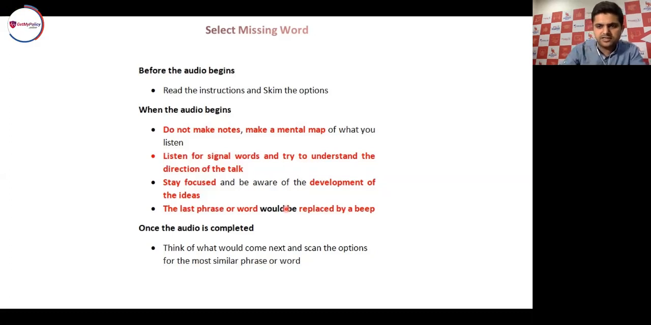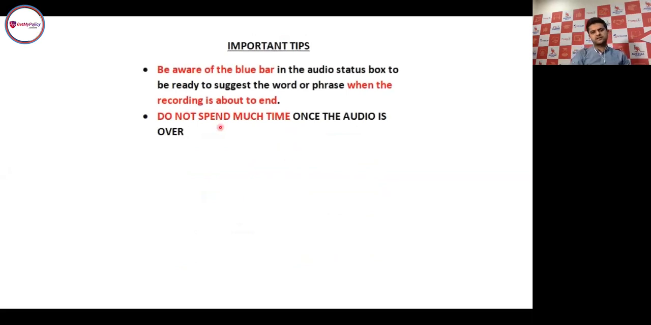It would be there in the options, or a similar word or a similar phrase would be there in the options. Now again, an important tip is to be aware of the blue bar in the audio status box, to be ready to suggest the word. It could be blue or whatever, I'm not sure about the color. Yeah, it's just a blue bar. So here you need to be aware of when it is about to end, and do not look at the options first. Just try to think what is an appropriate word or phrase that would follow the recording, and then look and select your answer and move to the next question.